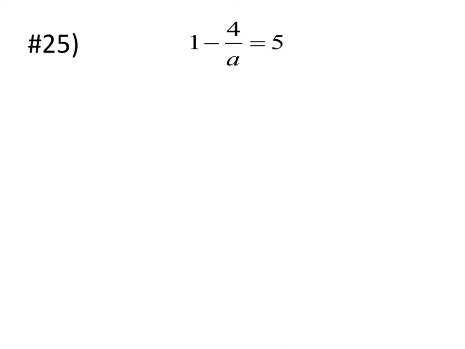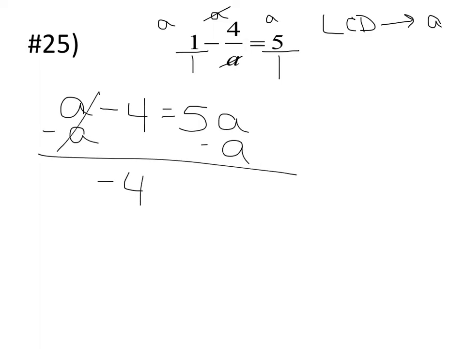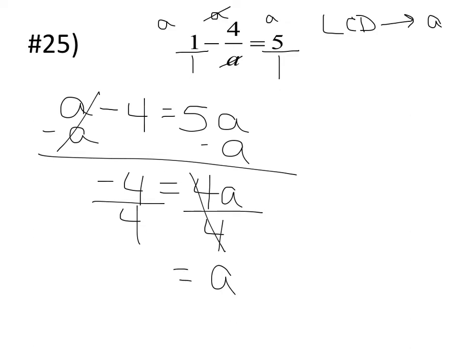Okay. Now here we need to make everything a fraction. So my LCD is just going to be a, and that gets multiplied by every piece. And it actually only cancels in this one. So what you're left with is a, or 1a, minus 4 is equal to 5a. So then you're going to subtract a from both sides. You get negative 4 equals 4a. Divide both sides by 4. And you get a is equal to negative 1. Now, if I put negative 1 in for a, is that going to give me 0 on the denominator? No, it's not. So this one's checked, and you're good.